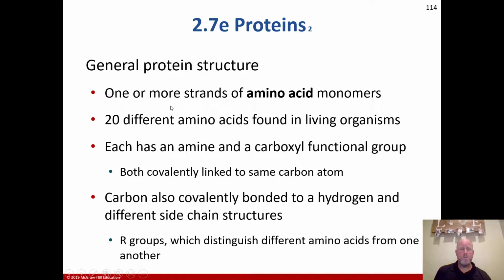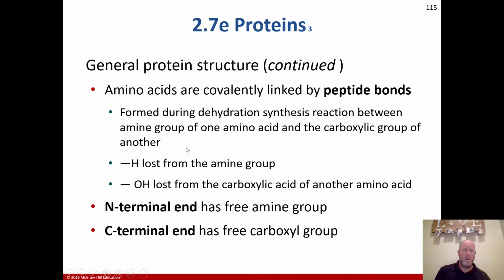The general protein structure is one or more strands of amino acid monomers. There are 20 different amino acids found in living organisms. Each has an amine and a carboxyl functional group, both covalently linked to the same carbon atom. Carbon is also covalently bonded to hydrogen, and different side chain structures form R groups, which distinguish different amino acids from one another.